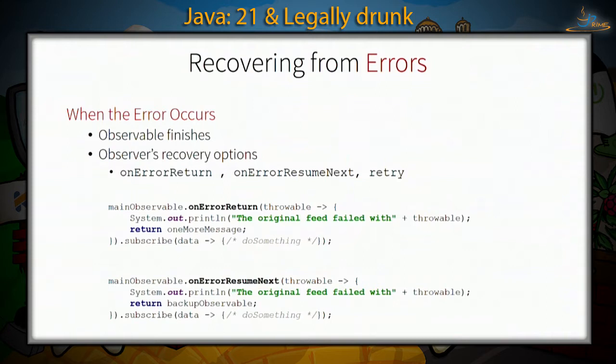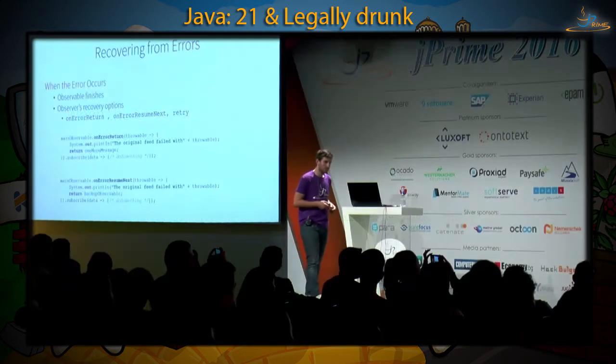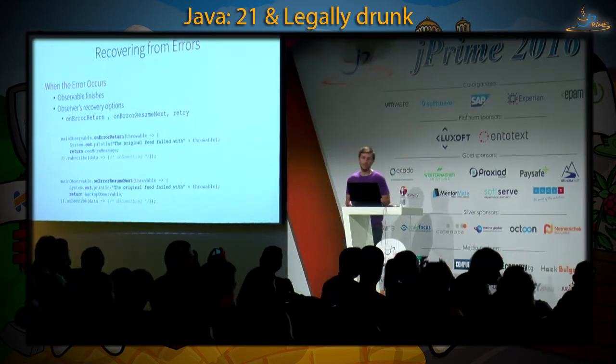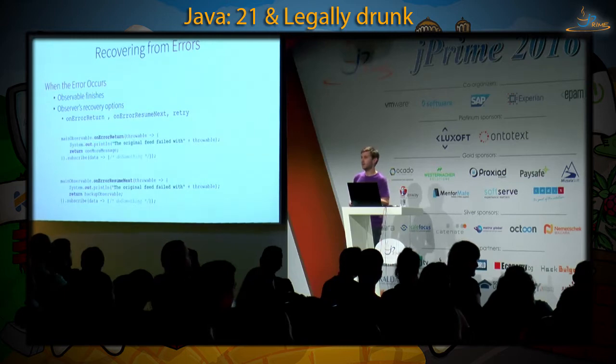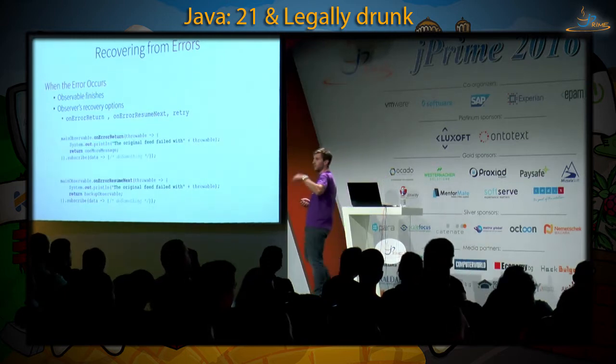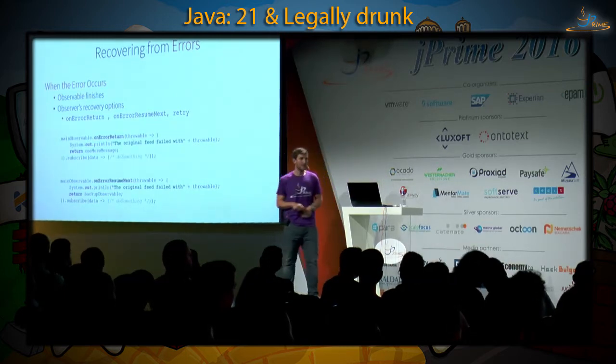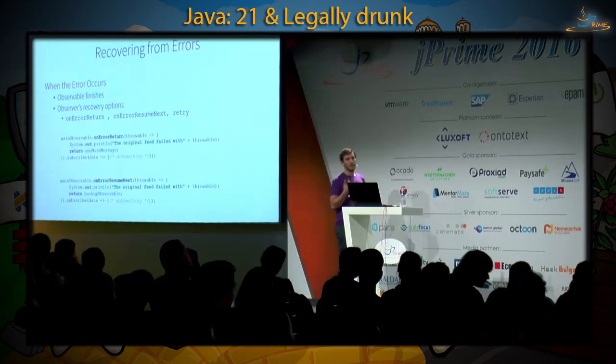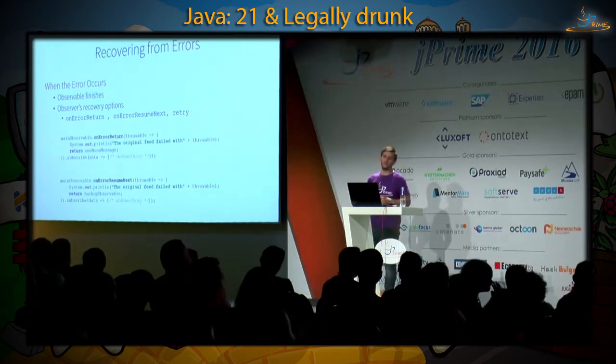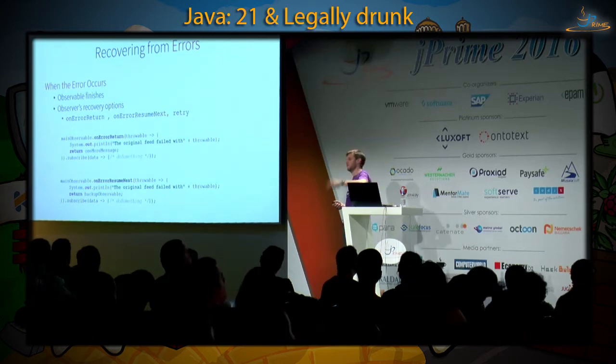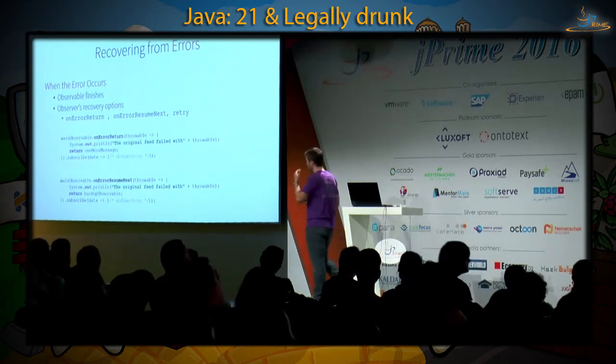So for example, we have methods like onErrorReturn. This method will actually mask the onError call and instead produce one more message. Then we have a method like onErrorResumeNext, which will replace the faulty producer with a new, let's say, good one. And then we have, for example, a retry method, which will just restart the producer and restart the whole process again.